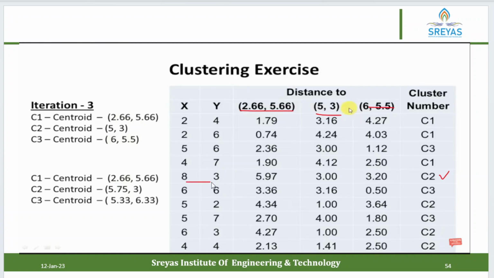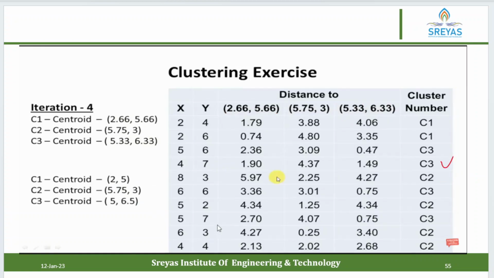But if you observe clearly for the point 8 comma 3, what is my cluster number here, I have taken C2 as my cluster number here, and as there is a change in the clusters, again I am going to calculate the new mean values or the new centroid values. After calculating the new mean values, next we are going to find out again the distance for these new mean values, sorry, new mean values. And for these clusters I have assigned, and I got again the new mean values like 2 comma 5.